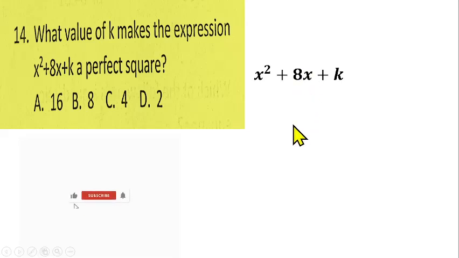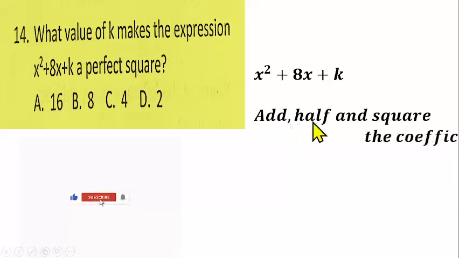So when you have 8, what do you have? You have 4. Then when you square it, that gives us 16. So that means your k will be 16 in this case. So that means you'll be having, okay, like what I said.